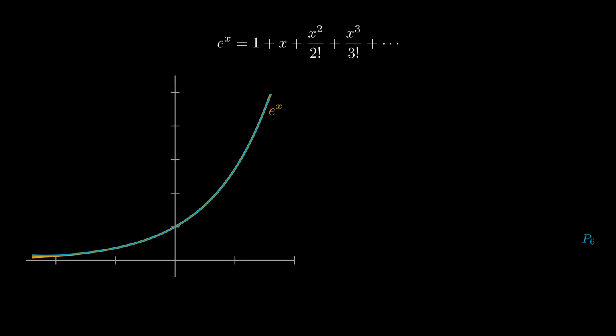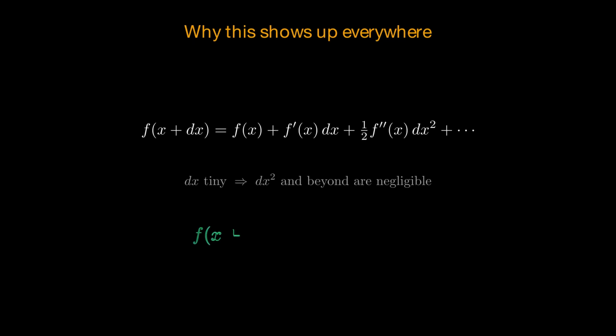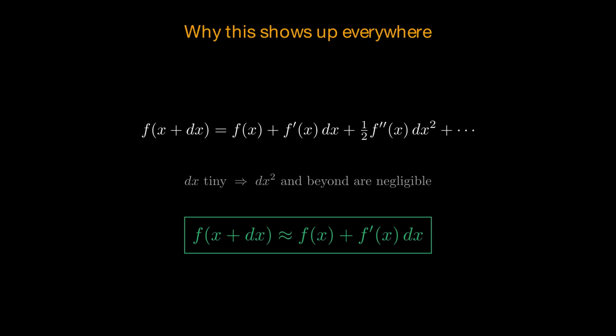More terms, better fit. Here's why this shows up everywhere, including in deriving the equations of fluid flow. Take just the first 2 terms and look a tiny distance away from x. The function there is approximately the function at x, plus its derivative times that tiny step. When that step is small, the squared term and everything past it shrink much faster, so they're negligible. That single line is the first-order Taylor step, and it's the exact move that turns a balance on a tiny box into a differential equation.